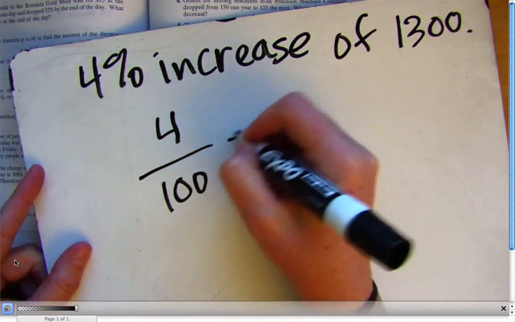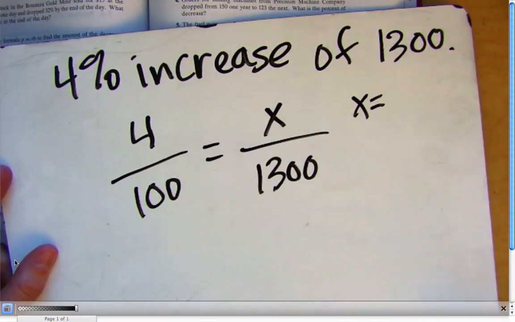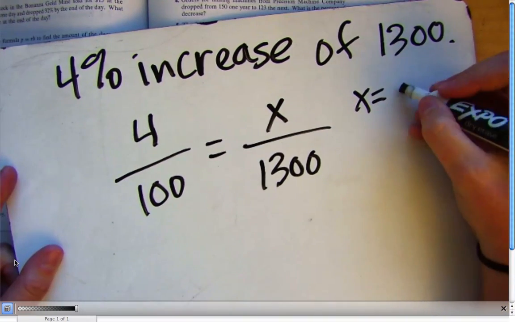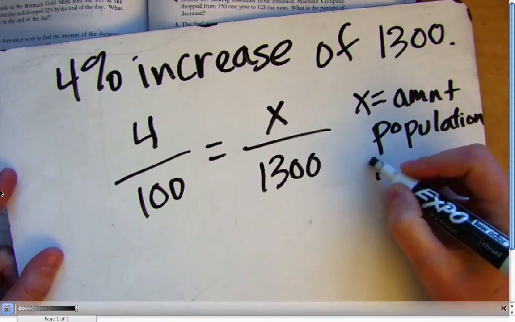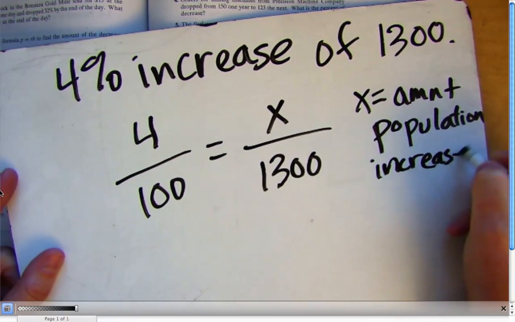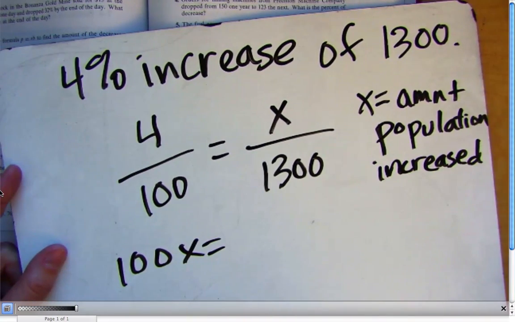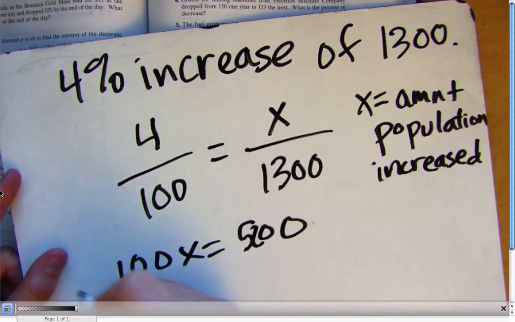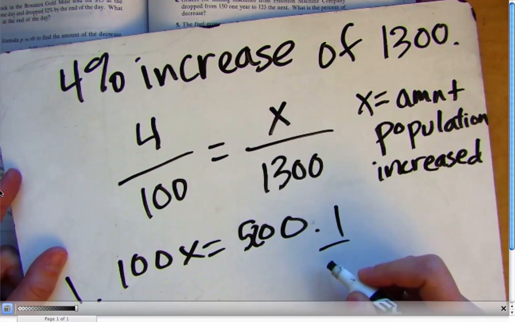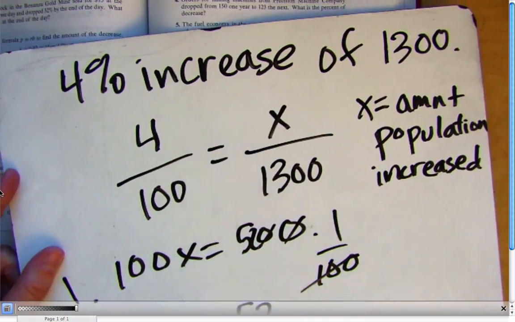All right, so we have our percent increase. We have our original amount. X is not going to be the new amount. Remember, X is not the new amount. X is the amount the population increased. Do our cross multiplying. Okay, knock off those two zeros. And we get that it grew by 52 people this year.